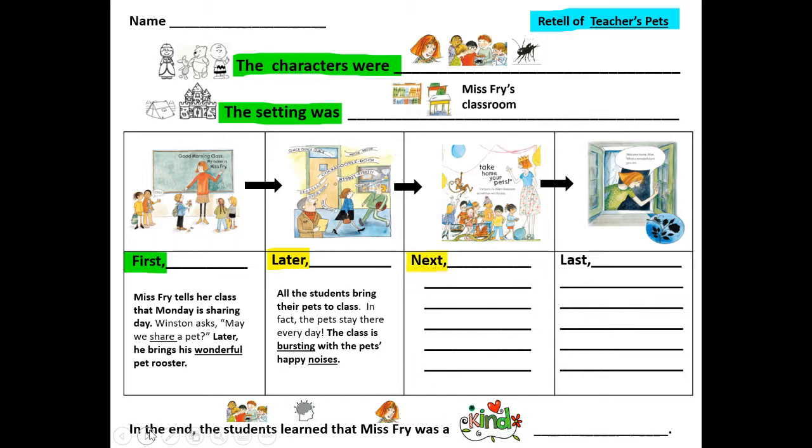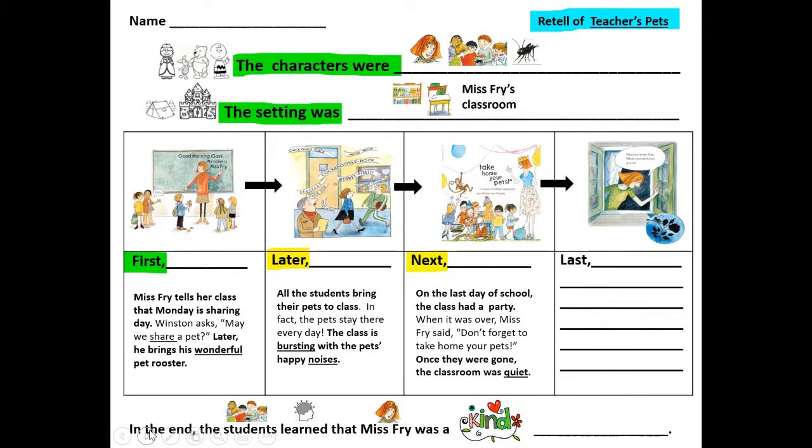Now let's look at the next picture. Next, what are the students doing in this picture? Next, the students. Well, on the last day of school, the class had a party. When it was over, Miss Fry said, "Don't forget to take home your pets." Once they were gone, the classroom was quiet. It's no longer bursting with noises.